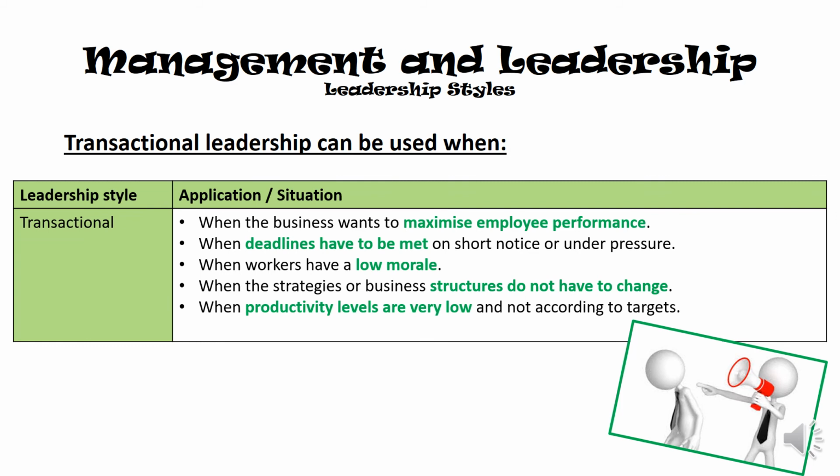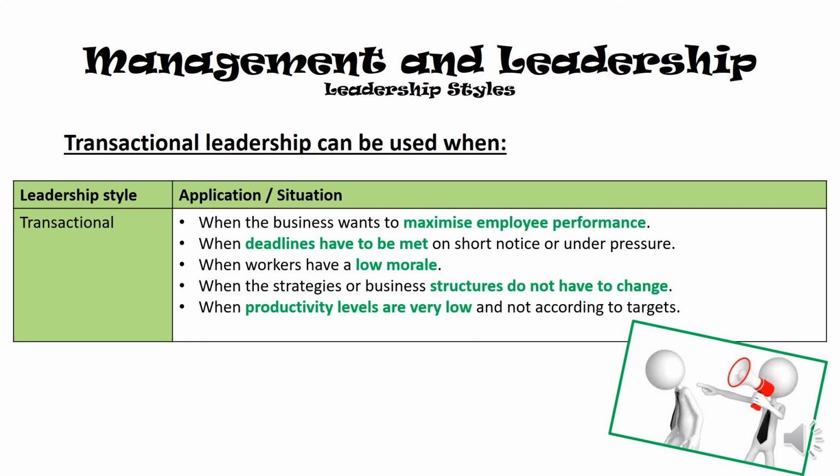First of all, when the business wants to maximize employee performance, you will see that the transactional leadership style works on reward and punishment. People like to know that they are working for something. So when you are offering a reward, obviously that will maximize employee performance. They would want to receive that reward by achieving their objectives. On the other hand, obviously everybody wants to avoid the punishment.